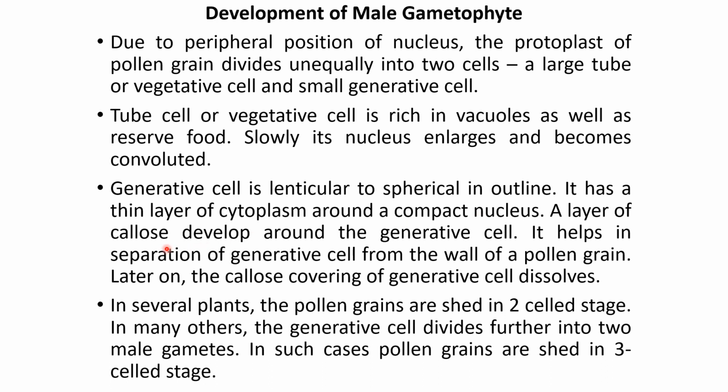A layer of callose develops around the generative cell. It helps in the separation of the generative cell from the wall of the pollen grain. Later on, the callose covering of the generative cell dissolves. In several plants, the pollen grains are shed at the two-cell stage. But in many others, the generative cell divides further into two male gametes. In such cases, pollen grains are shed at the three-cell stage.